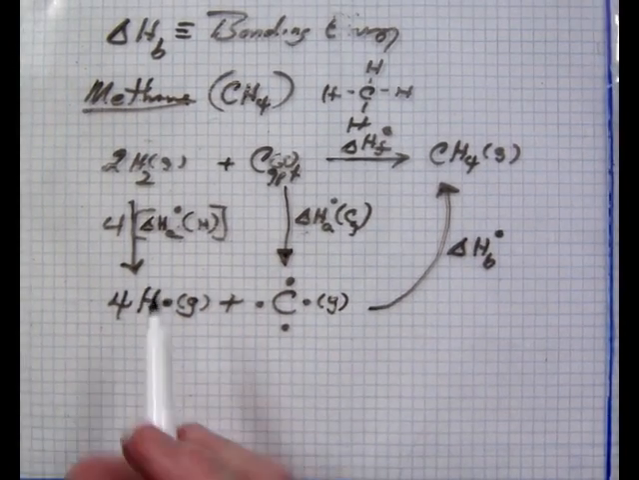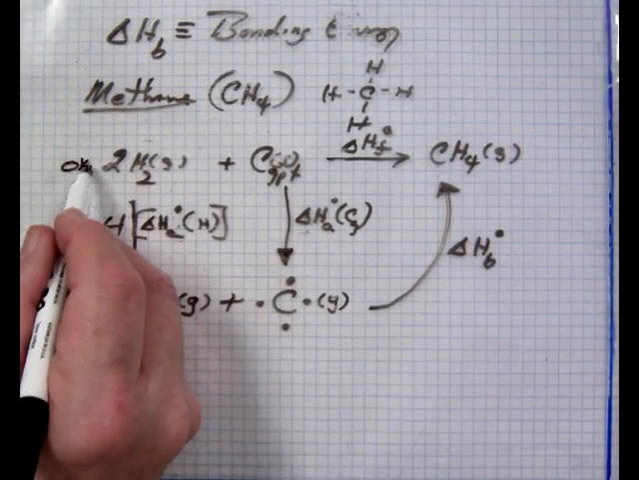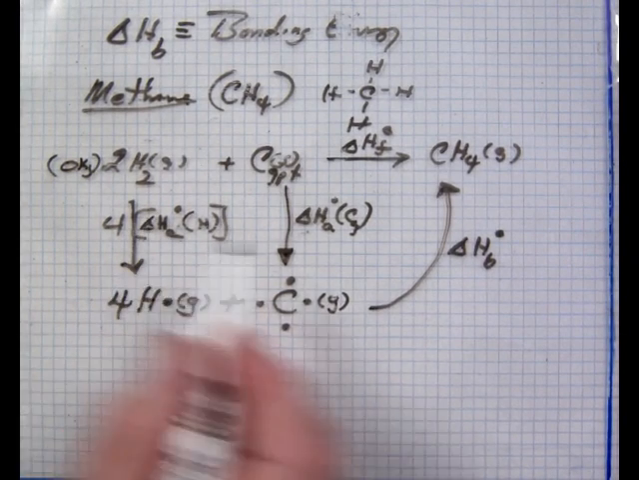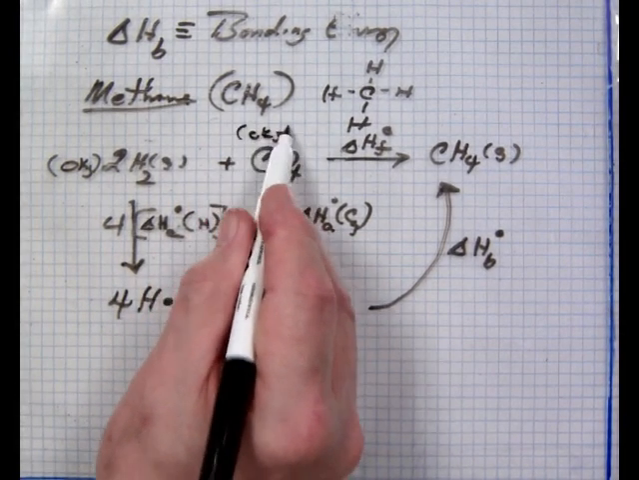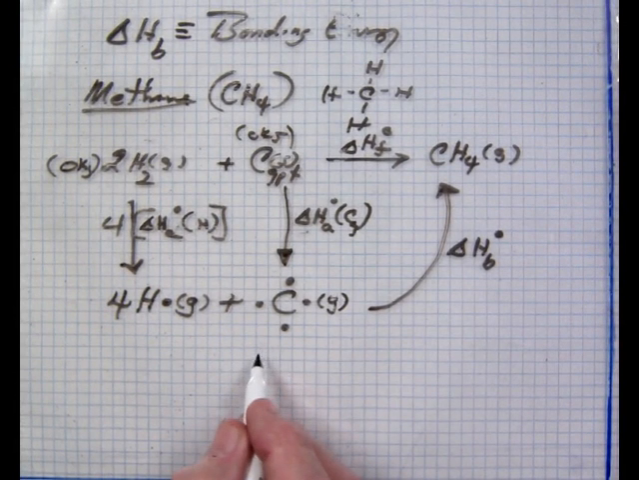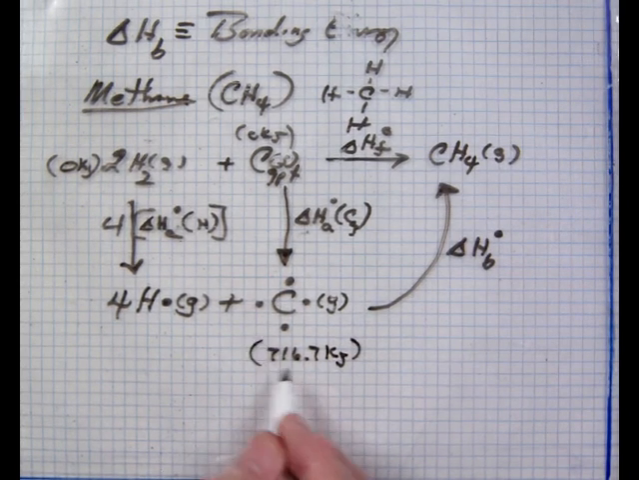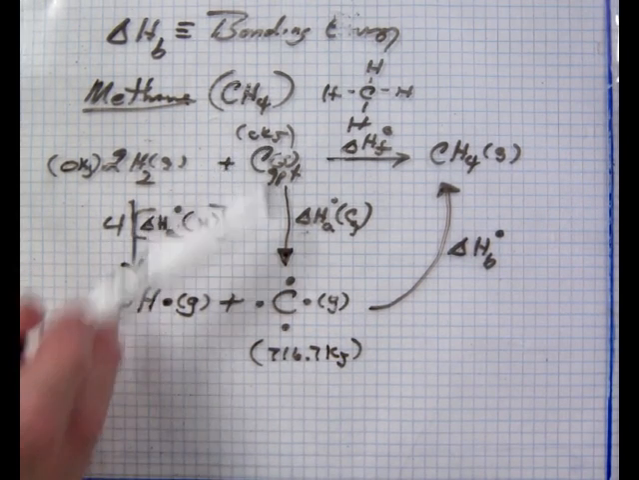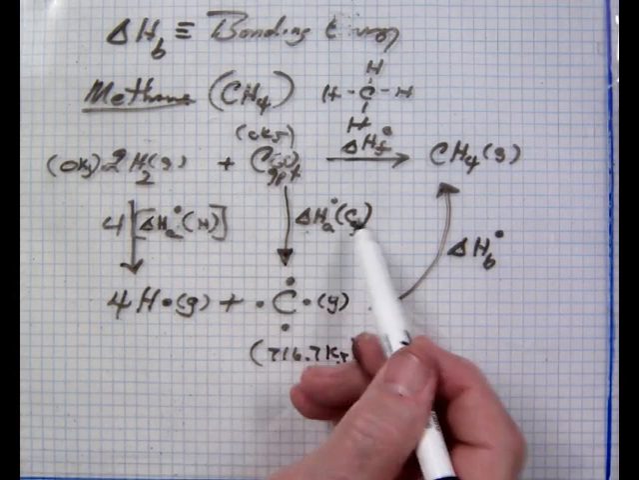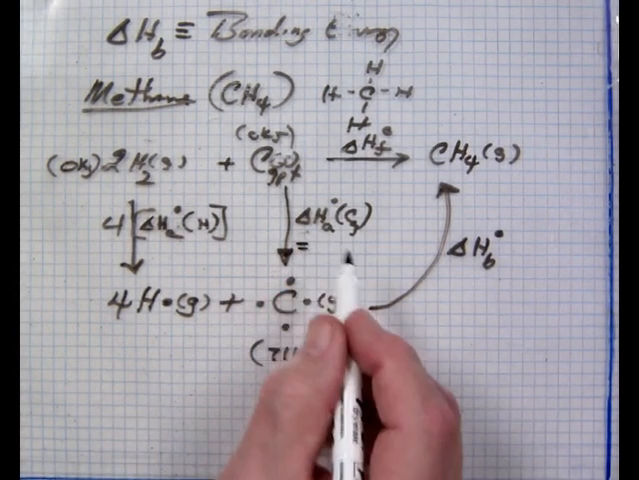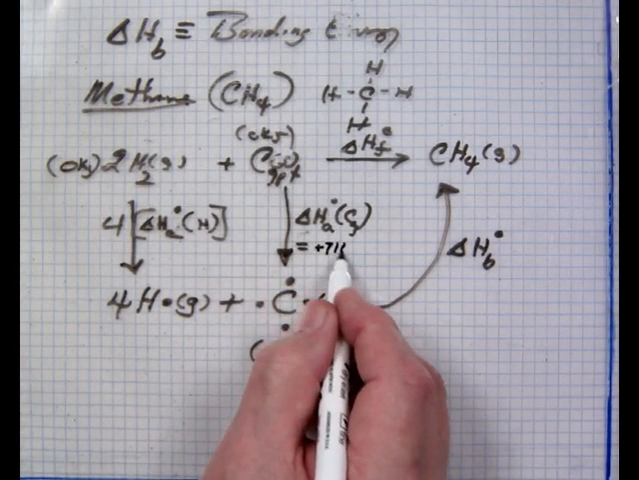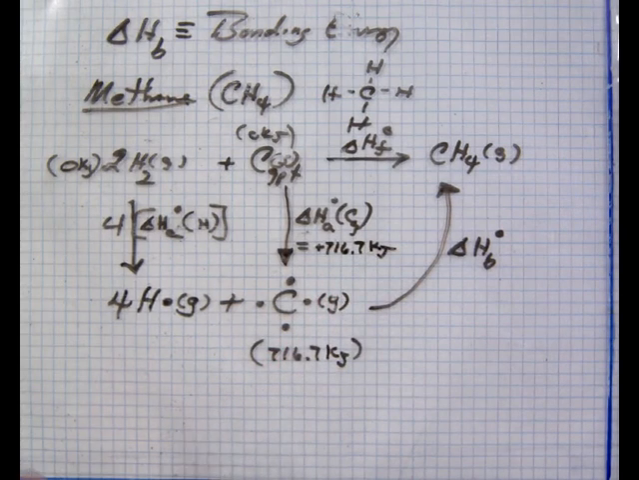Okay, so we start at 0 kilojoules right here, and this one's 0 kilojoules also. This one will go to, let's say, 716. So this is 716.7 kilojoules. We only have 1 mole of it. So essentially we're going from 0 to 716. So this atomization of carbon right here is plus 716.7 kilojoules right there.